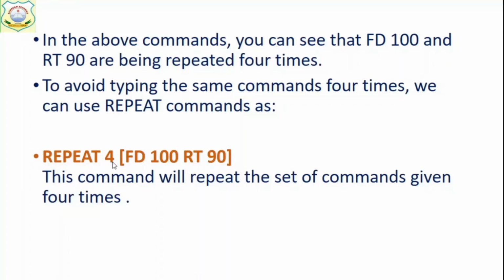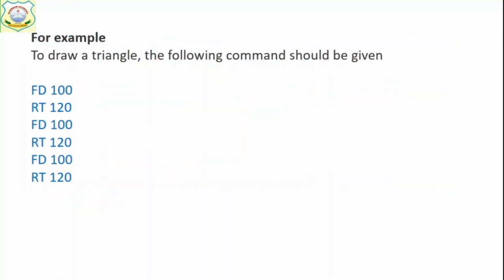Okay, now again we are going to draw a triangle using the repeat command. So how will we write? Repeat, the number of sides, that is 3, then the commands that should be repeated. So FD 100 and RT 120.